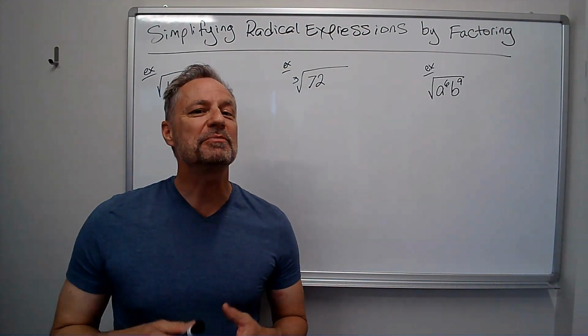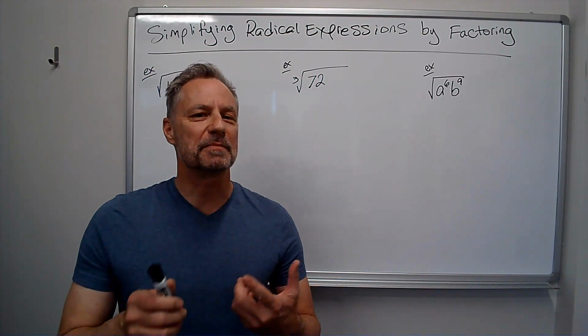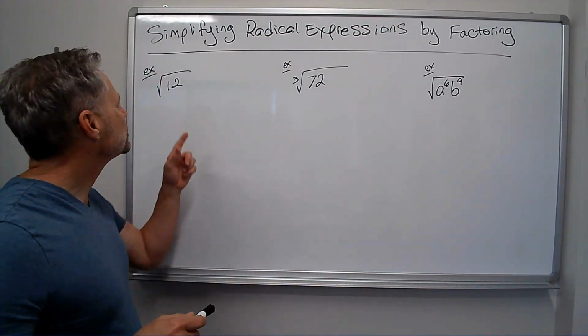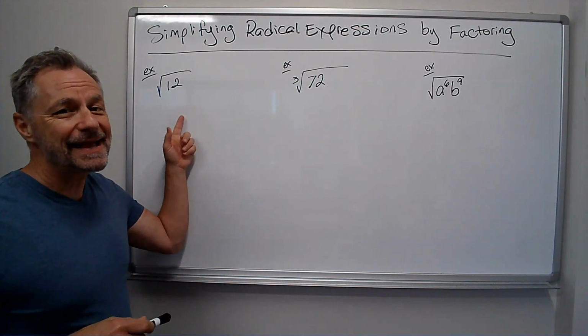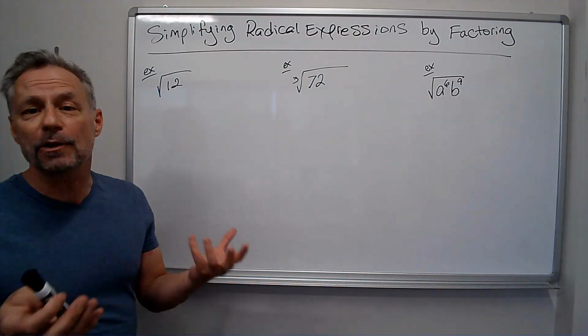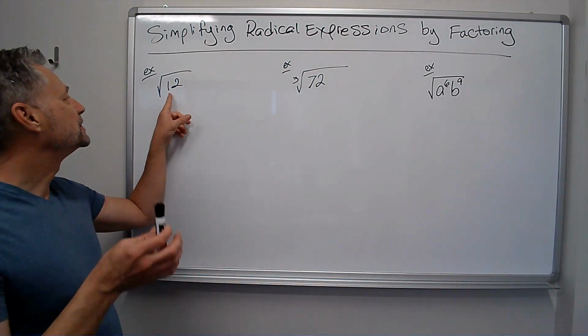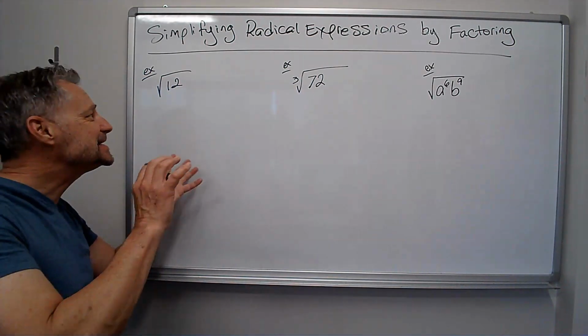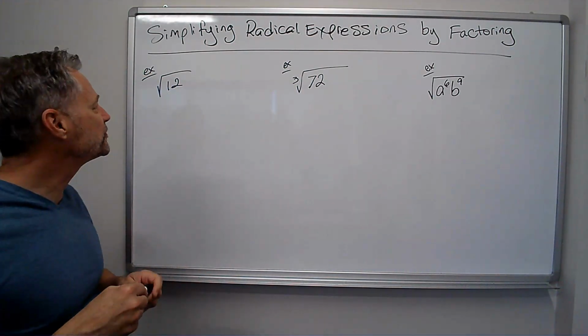Let's look at simplifying radical expressions, but by factoring. Okay, let's just look at some examples. So I've got the square root of 12, and 12 is not a perfect square of any nice whole number. For instance, 3 squared is 9, 4 squared is 16. It's somewhere in between there, so it's not a perfect square.